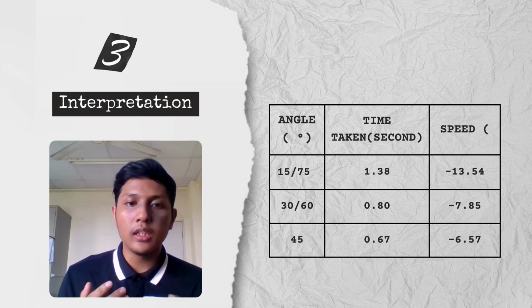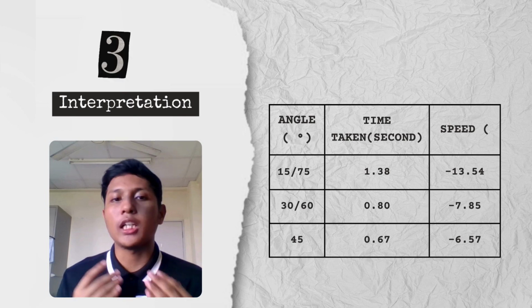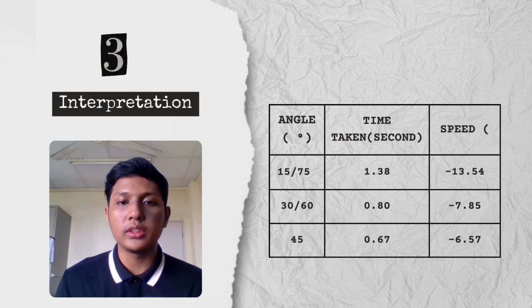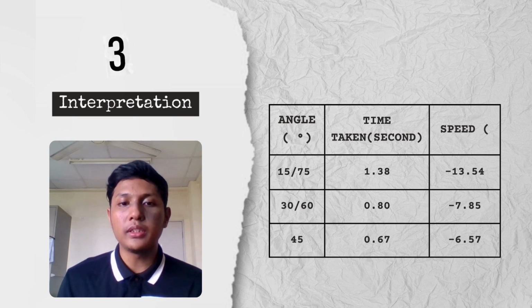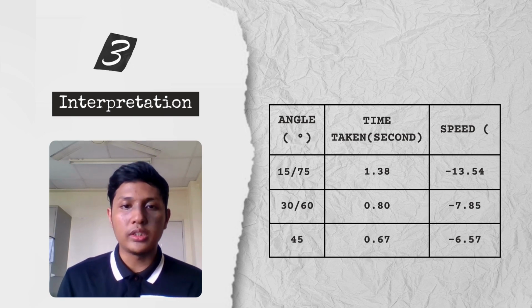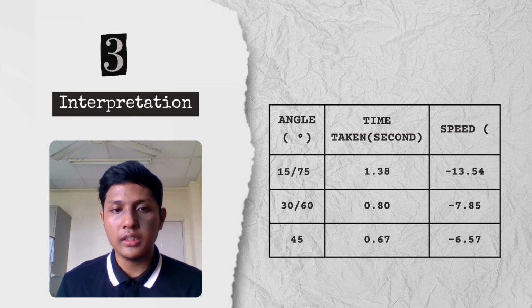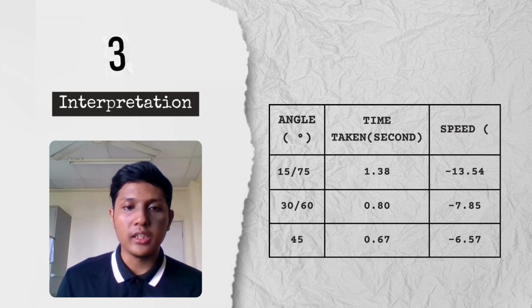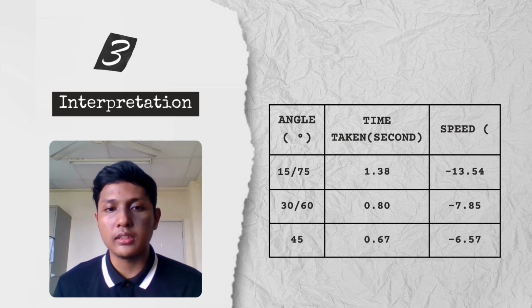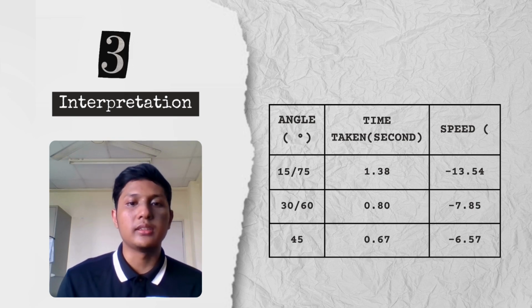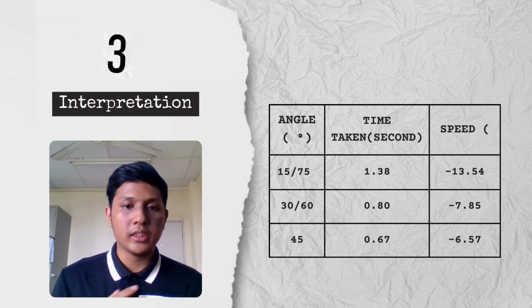Now for number 3, interpretation. We have another table which shows angle, time taken, and a new column which is speed. We get speed from using the formula in the previous slide. Thus, we got negative 13.54 meters per second, negative 7.85 meters per second, and negative 6.57 meters per second. As for why all the speeds are negative, it is because the direction of the speed is downward.